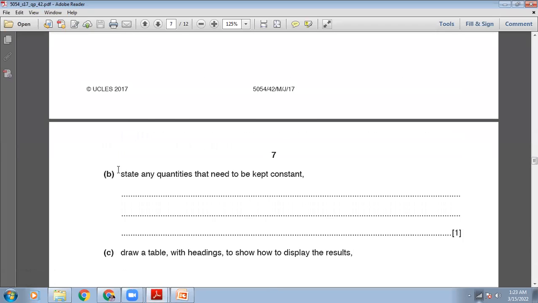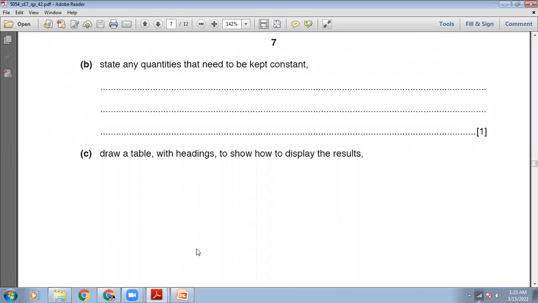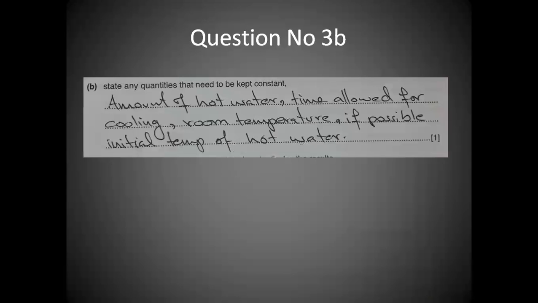Okay, so then we have the B part. It says state any quantities that need to be kept constant. Usually when you do this experiment, the few things which should be kept constant for all the experiments are: the room temperature in which you perform the experiment should be the same. The initial temperature of the water should be the same. The volume of the hot water in the beakers should be the same, and the conditions of the room should be the same. Amount of hot water, time allowed for the cooling, room temperature, if possible, initial temperature of the hot water should be the same.